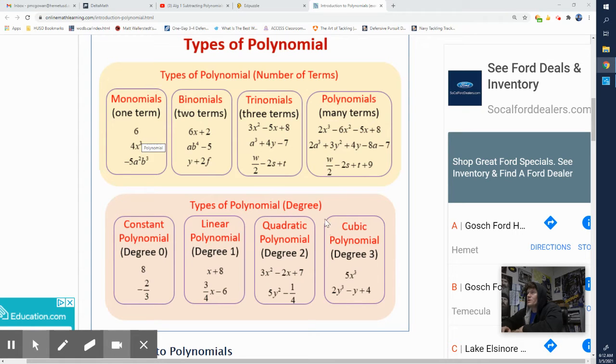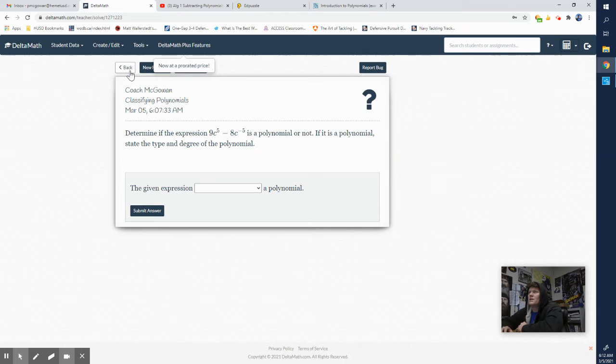So, looking at polynomials, we classify them based off of the number of terms and based off of the degree. So let's go to our Delta Math and let's look at some of these polynomials and classify if they are or if they are not.